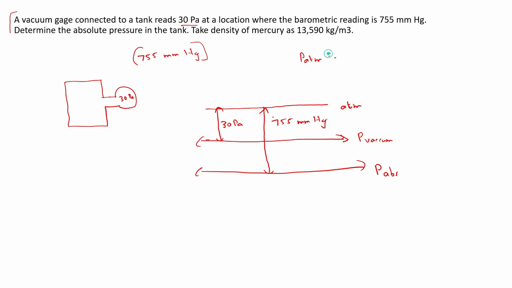So let us see what is atmospheric pressure in Pascal. That is equal to 755 millimeter mercury. That means the formula for calculating the pressure in Pascal is rho gh. So rho is the density of mercury here, 13,590, into 9.81, into 755 millimeter. So that is given by 10655.01455.